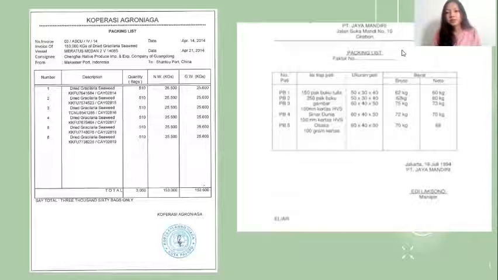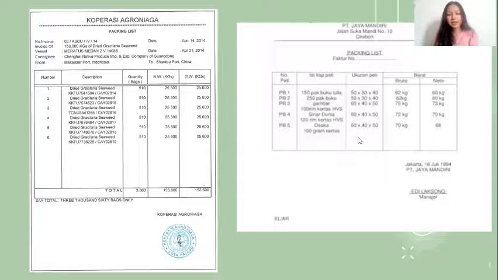Now we move on to another packing list, from Jaya Mandiri Company. In this packing list, they don't put in the other information, just the description of the goods. And I think it's pretty bad because we don't know the consignee, the vessel, or the delivery time, or for whom these goods are, or from whom they come.